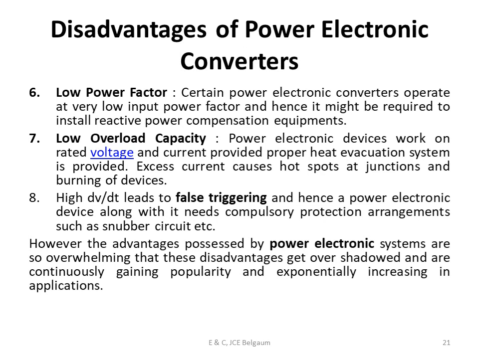Then high dV by dt leads to false triggering, and hence a power electronic device needs compulsory protection arrangements, such as a snubber circuit. However, the advantages that we have seen in power electronic systems are so overwhelming that these disadvantages, which I have just shown on this slide, get overshadowed, and power electronics is continuously gaining popularity and exponentially increasing in application.